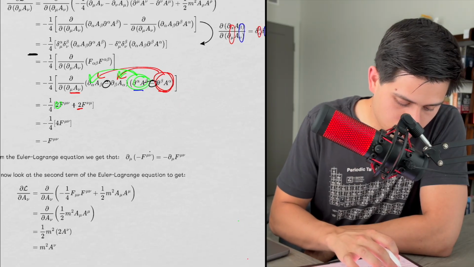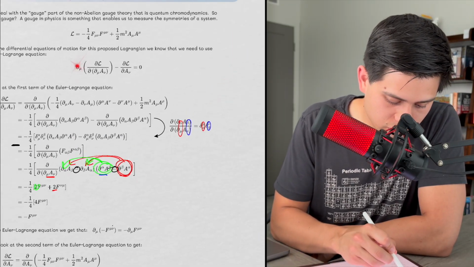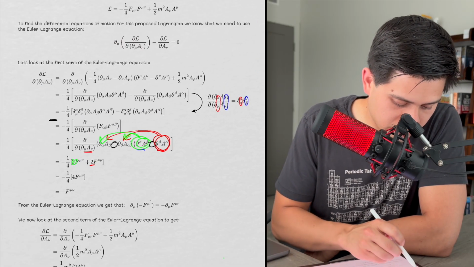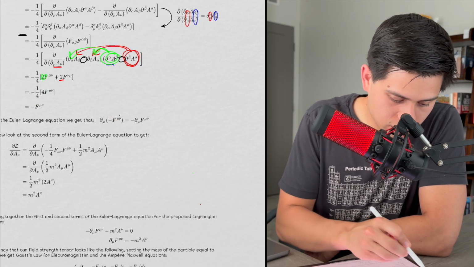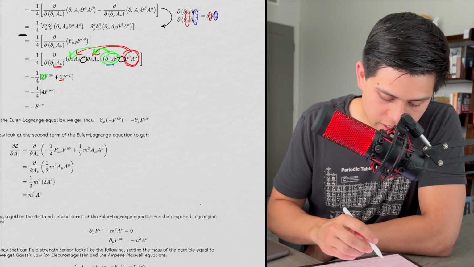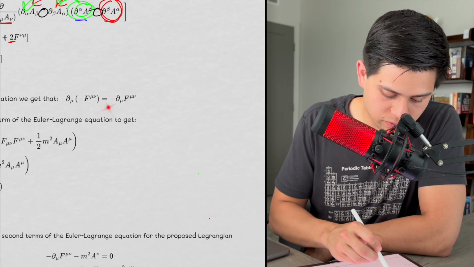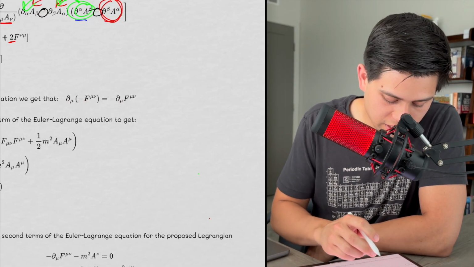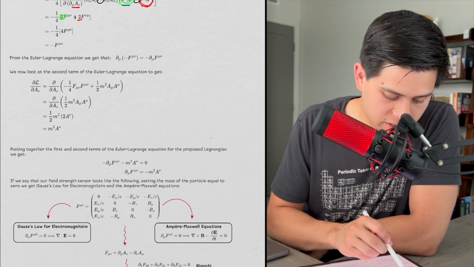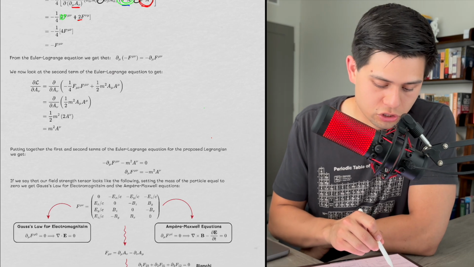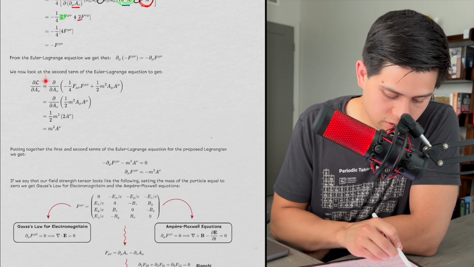All right, so the derivative then: we need to take d mu of this. So that's going to be d mu of this. And what we get then is this right here, just taking the negative out. We now look at the second term of the Euler-Lagrange equations to get this thing.